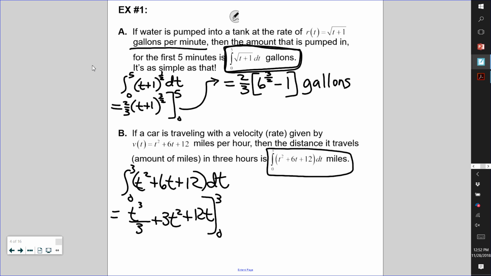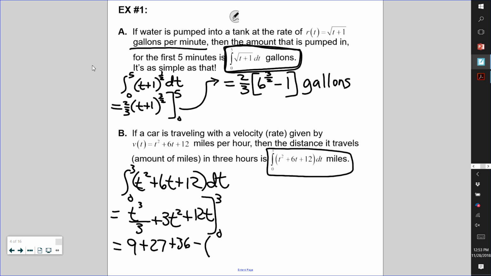And then I plug stuff in. So again, have some common sense here and simplify. Don't just write it down really fast when it's this simple. 3 cubed over 3 would be 3 squared, which would be 9, plus 3 times 3 squared, 27, plus 36, minus parentheses, check, plugging in 0, but you see this time they are all 0.